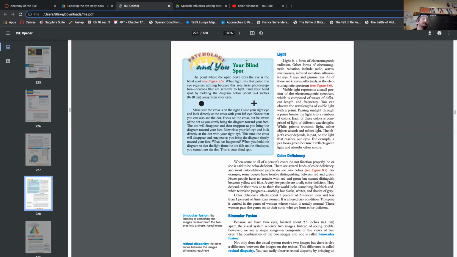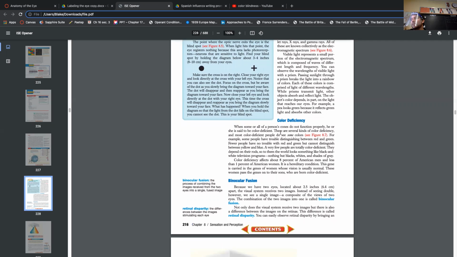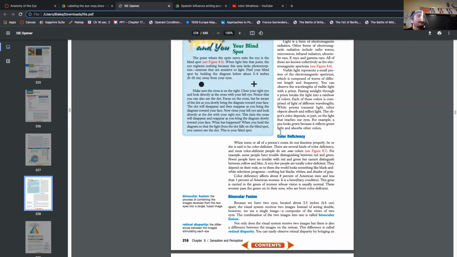You try it out. It is page 216. So as you're bringing it closer to your face, it should disappear. And that is the blind spot. It's a good example of it. Didn't work for you? It should. Allison, is it working for you? No? It actually should work. It's weird, but it should work.